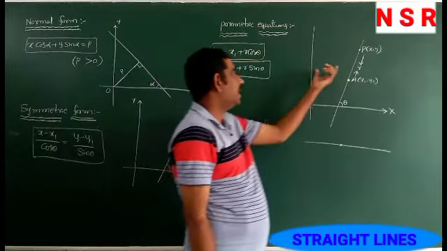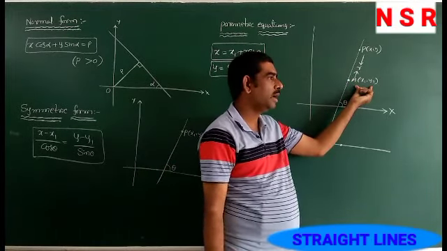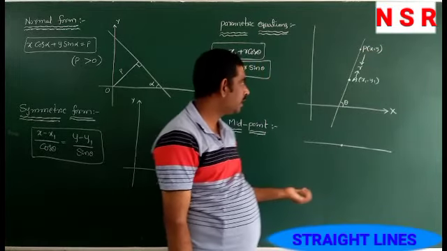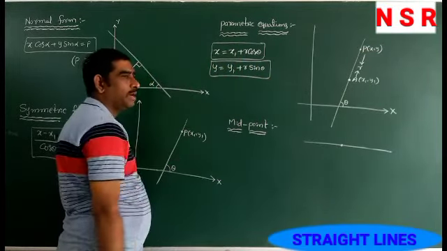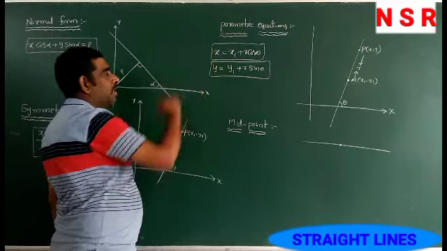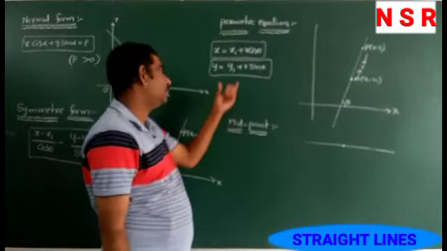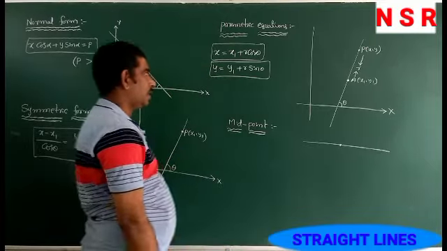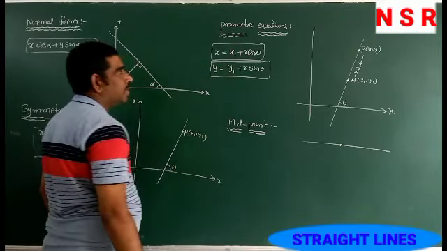On a straight line, given any one point, if you want to find another point, we use these parametric equations. So parametric equations are used to find another point on a straight line. Okay? So these are very important equations.